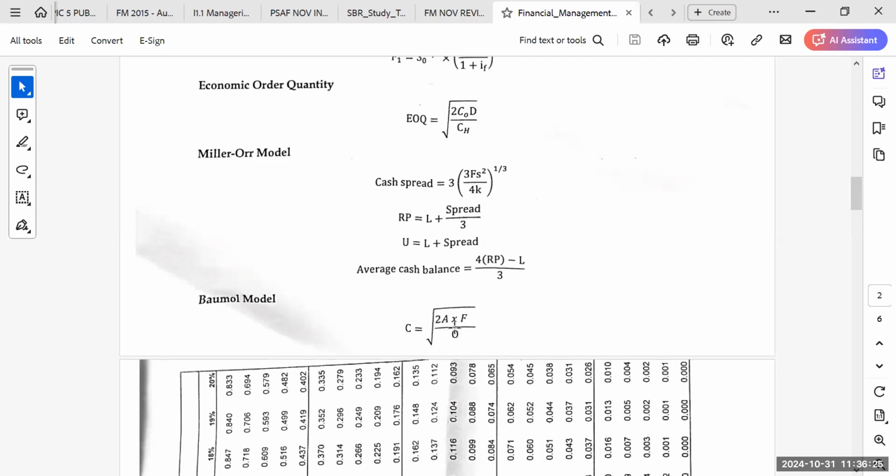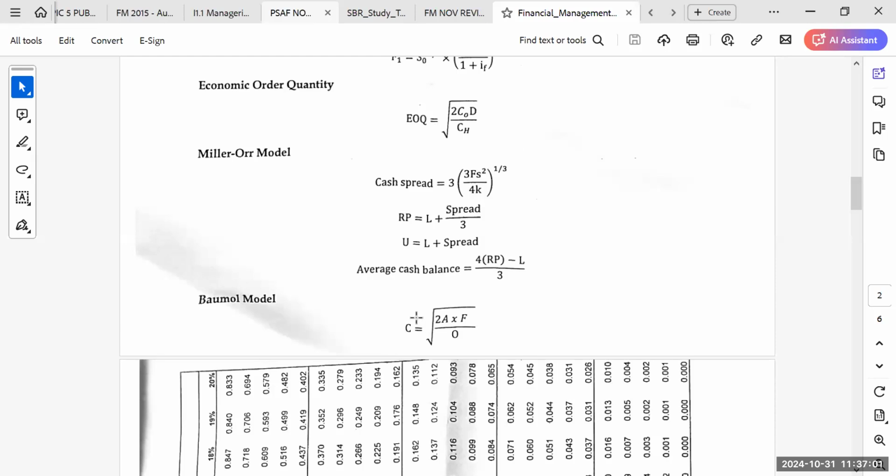The A is the annual cash. The F is the transaction cost. And the O is the opportunity cost of holding onto that particular cash. And you can also see the cash spread over here. The S squared is the variance; the S there is just the standard deviation, but we are looking for variance, so the standard deviation to the exponent 2. Then the K is the interest.